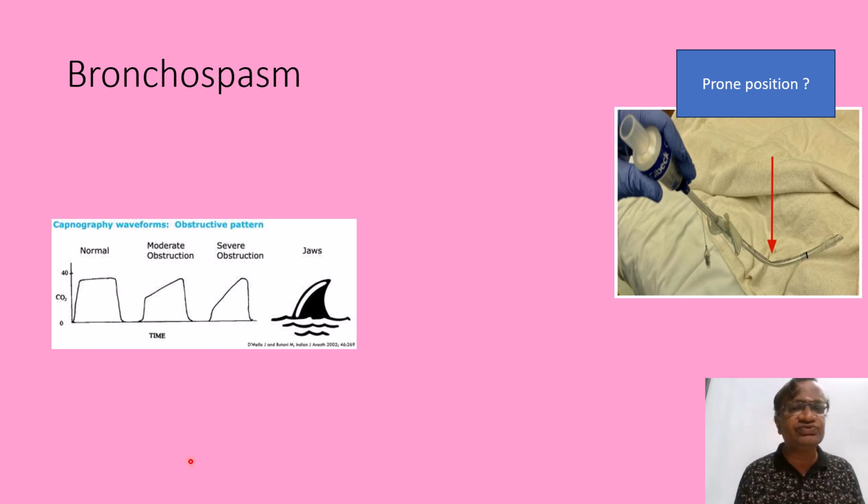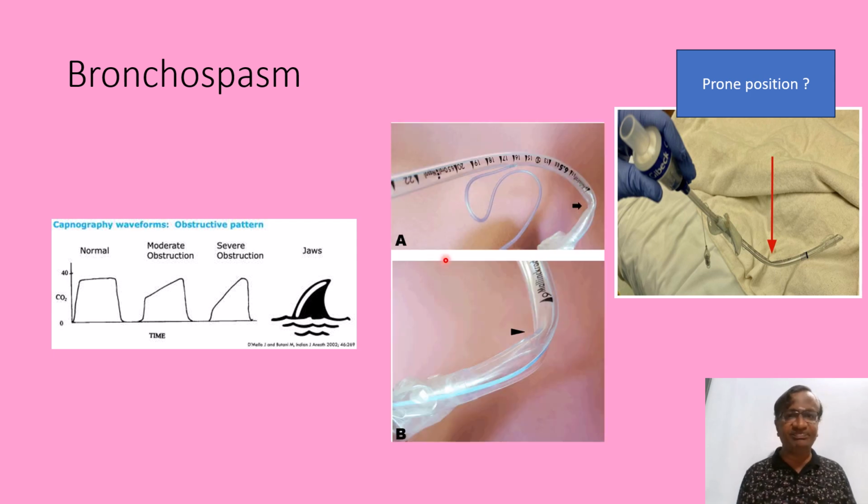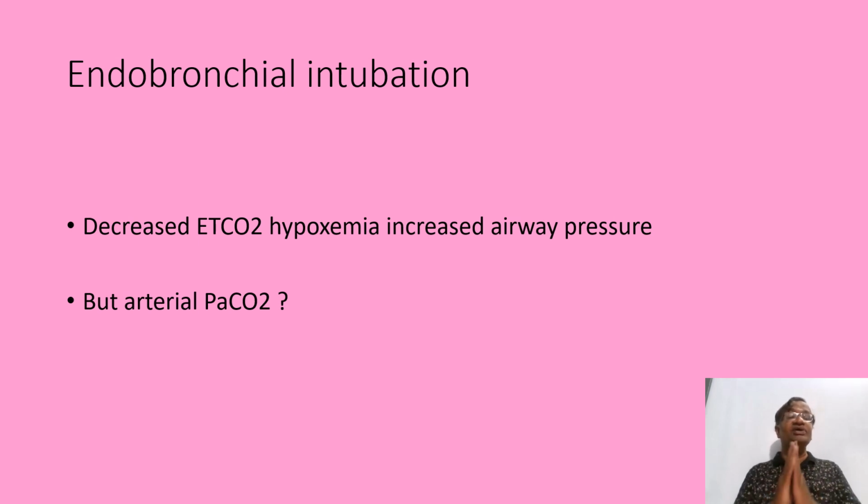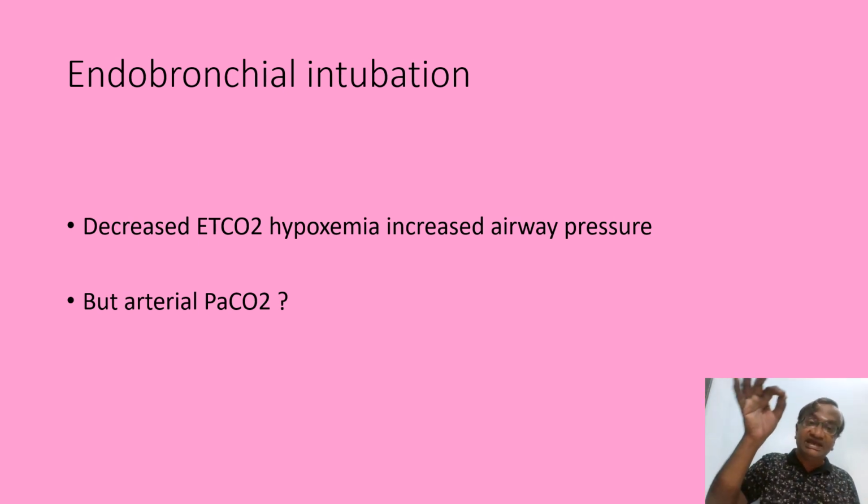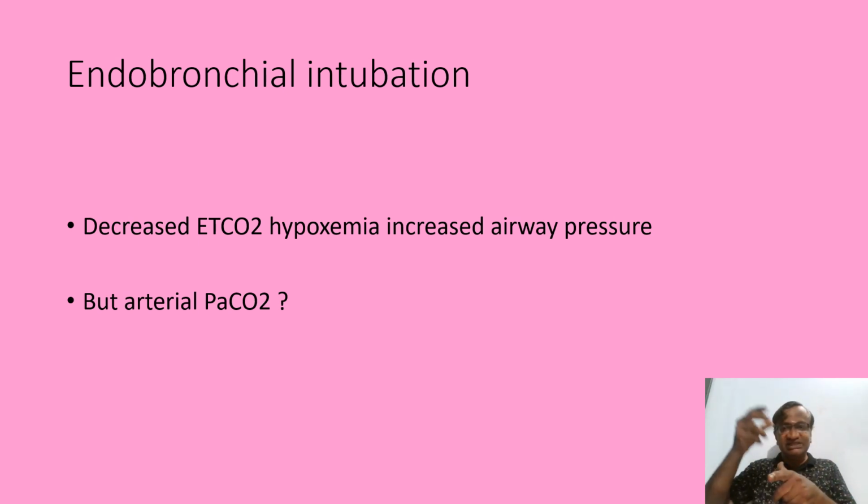Bronchospasm is one of the commonest causes. With severe obstruction, the patient slowly goes into hypercapnia. There are a lot of other causes, like kinking of the tubes. In the prone position, sometimes the kinking is here. Endobronchial intubation is very important here. The airway pressure increases, but sometimes the EtCO2 will decrease because the dead space is more. So arterial PaCO2 is important here, and that is increased.